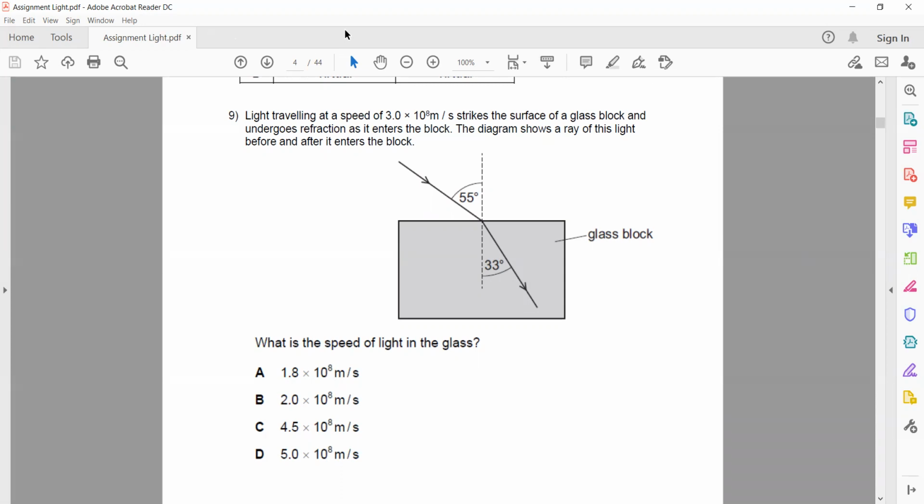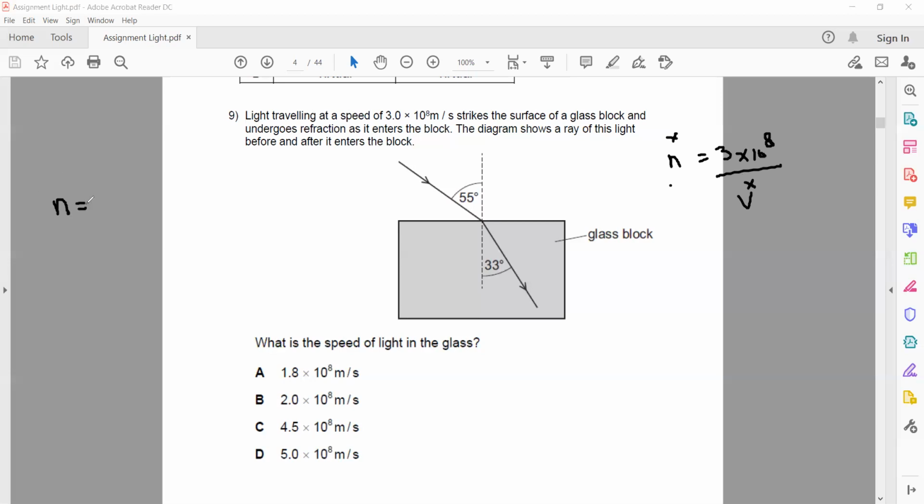The formula which involves speed: refractive index is equal to 3 × 10^8, the speed of light in air, divided by the speed of light in a medium. But I cannot use this formula yet. Why? Because I don't know the refractive index and I don't know the speed in the glass. So first, I should find the refractive index. How to find the refractive index?